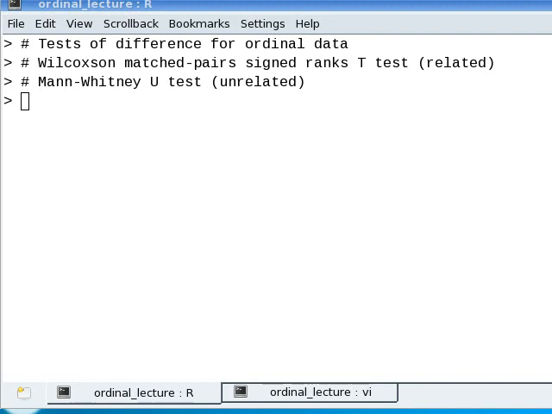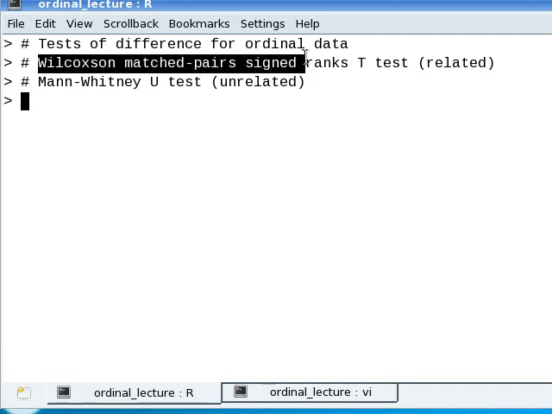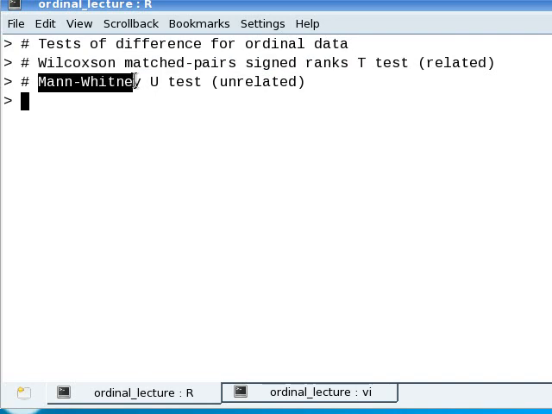The t-test works great when you have interval or ratio data, but when you have ordinal data, you need other tests to find out if there are differences within or between samples. If you have related samples, then you use the test with this jaw-breaking name, the Wilcoxon Matched Pairs Signed Ranks t-test. If you have unrelated samples, you use the Mann-Whitney U test.